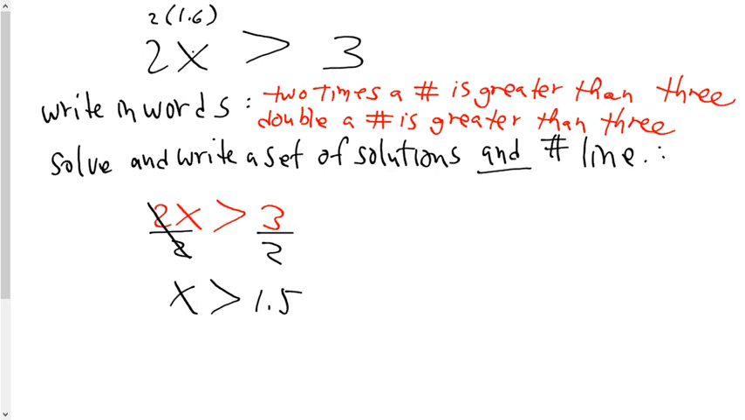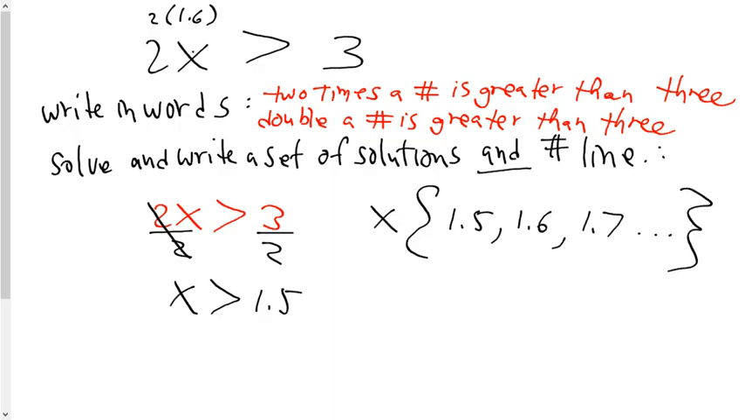Now, what does that look like as a set? Any value. 1.5, 1.6, 1.7, dot, dot, dot. Any of those numbers in the set are valid. That would be a set of numbers. The ellipsis, that's called an ellipsis, E-L-I-P-S-I-S. An ellipsis means it goes on forever. You use it in writing as well.